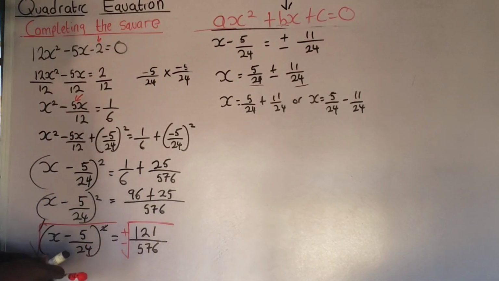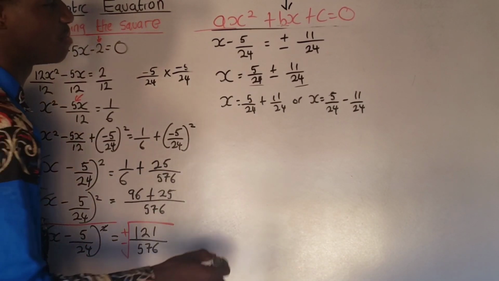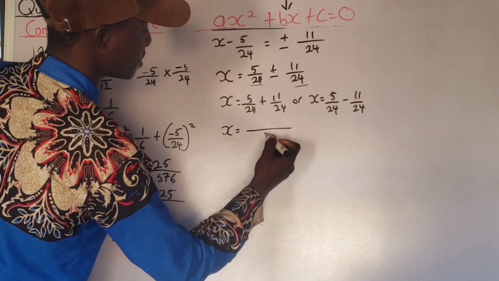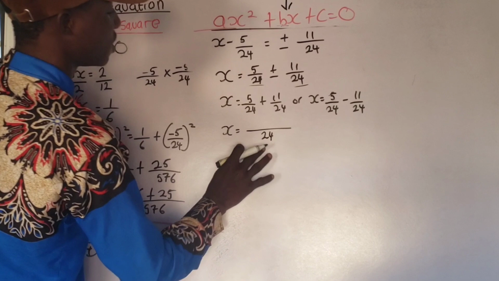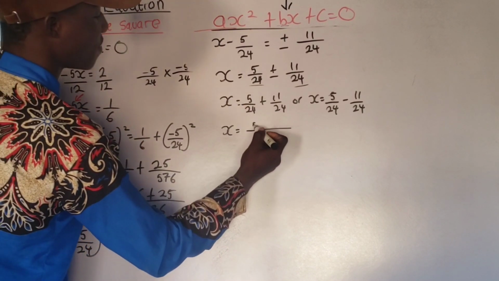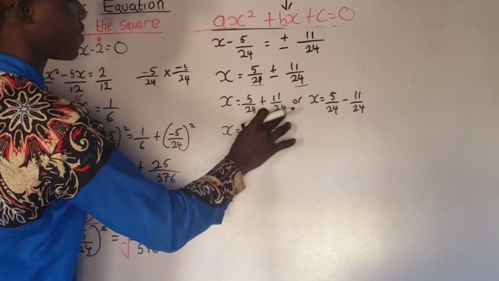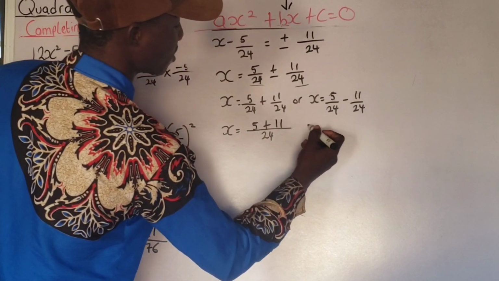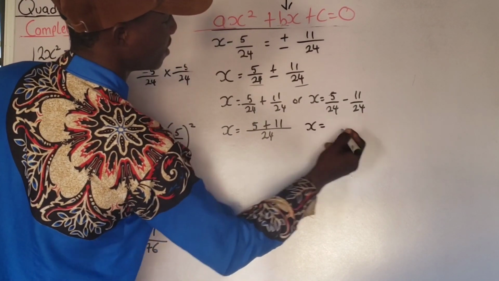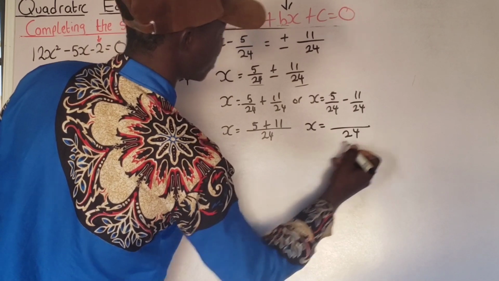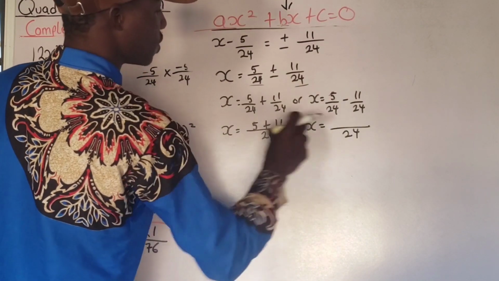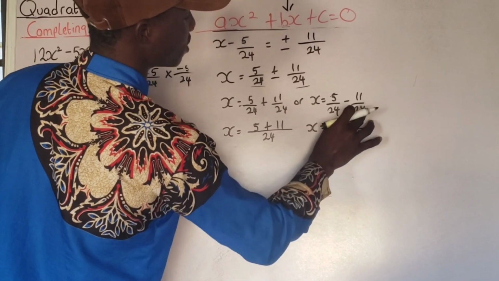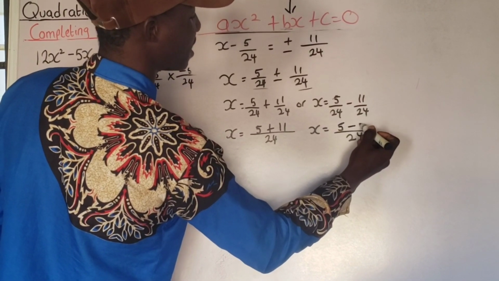Okay, here now let us take the LCM of both fractions. I'm going to have x equals to, now the LCM is what? 24. Okay, 24 divided by 24, 1 times 5 is 5, plus 24 divided by 24, 1 times 11 is what? 11. Okay, you understand? Now let us proceed to the other side. The LCM is also what? 24. You understand? 24 divided by 24, that is 1 times 5 is what? 5. 24 divided by 24 is 1 times negative 11, that is negative 11.